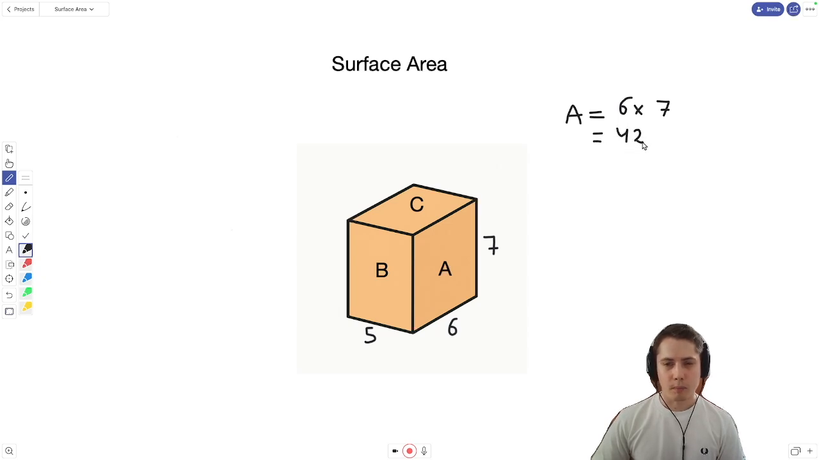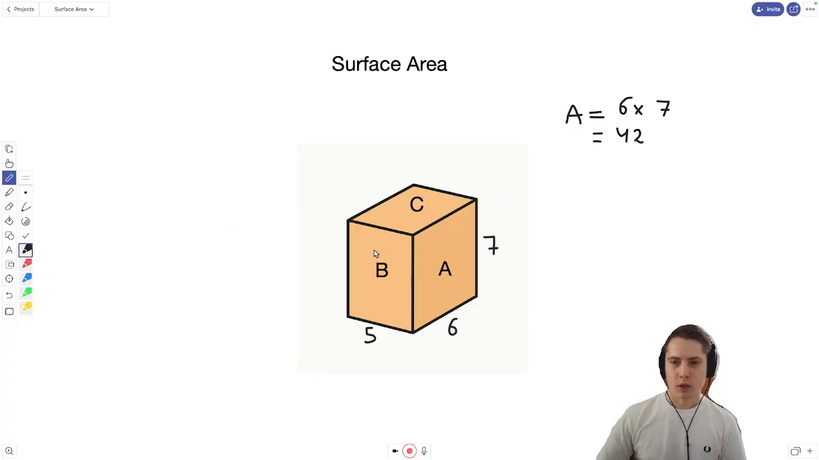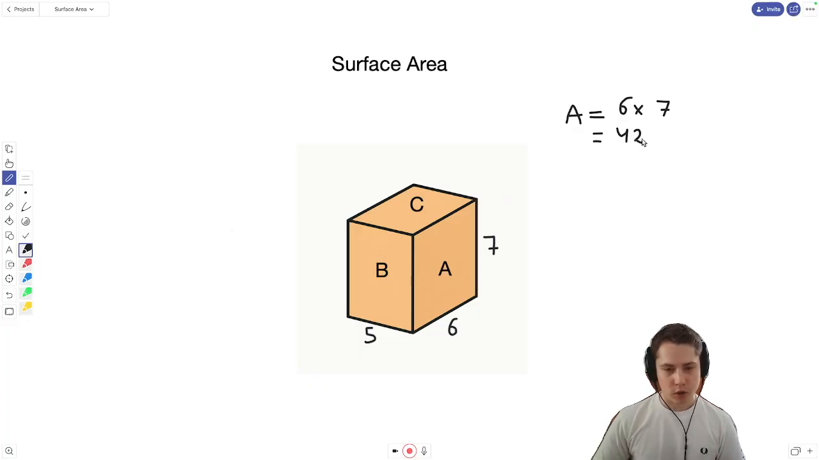But don't forget, there's an A at the back there as well, right? There's 2 A's, one A here and one exactly on the opposite side of it. So what we have to do is multiply the A by 2. We just got the A area, now we're going to multiply that by 2. Now we are going to get 84. So we are done with the first 2 faces. 84 is our answer. So now let's go to B, the area of B.